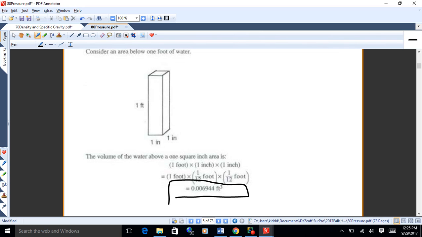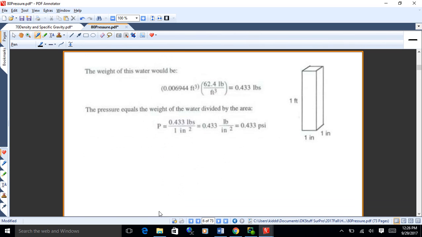So that comes out to be a pretty small number, 0.006944 cubic feet, okay? Now we can figure out how much the water in that little container weighs, because we'll take the volume and multiply it by the density of water. Every cubic foot of water weighs 62.4 pounds. So the water in that little tube is going to weigh 0.433 pounds.